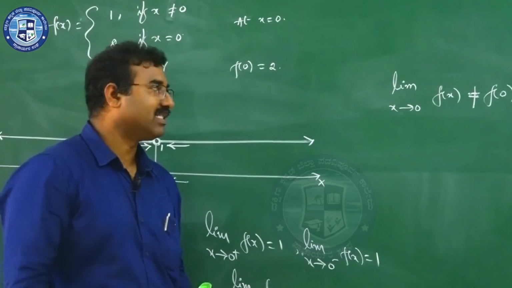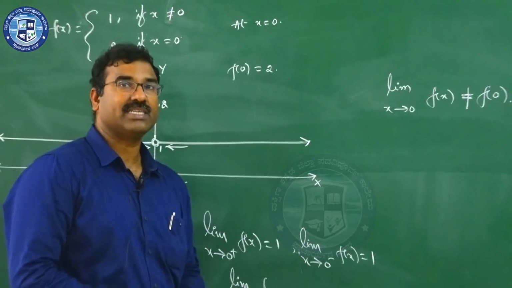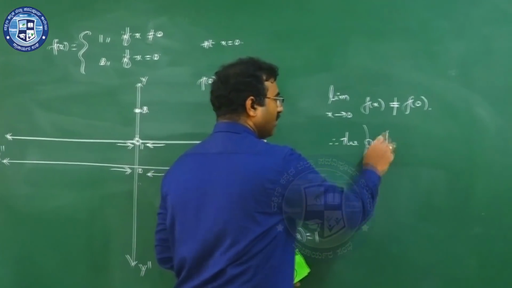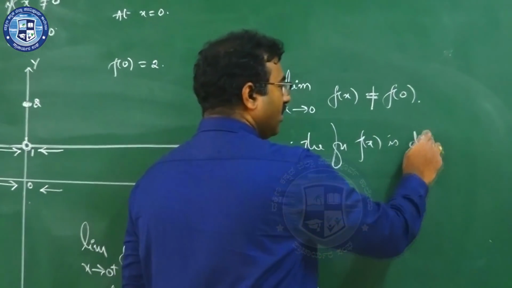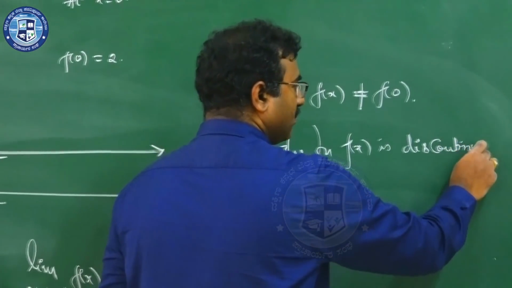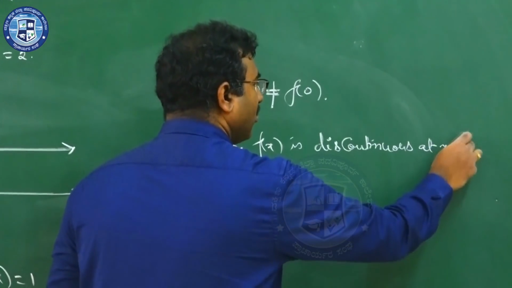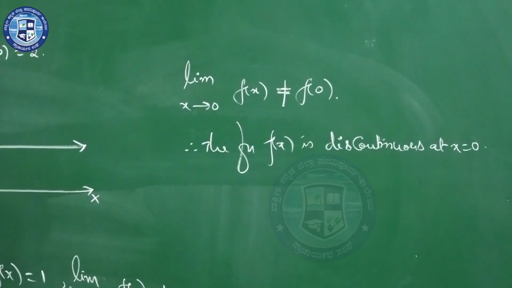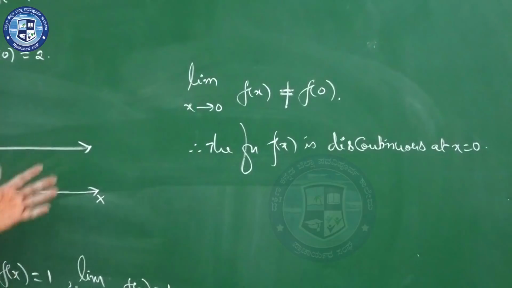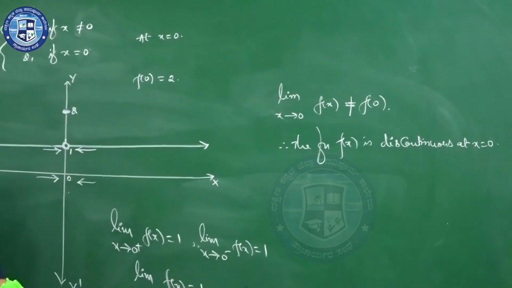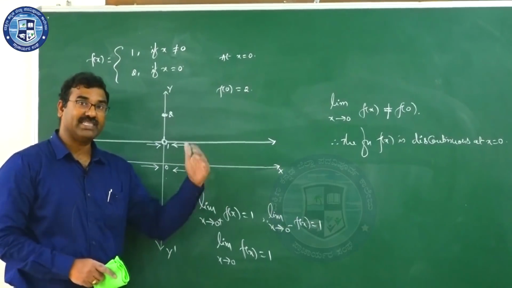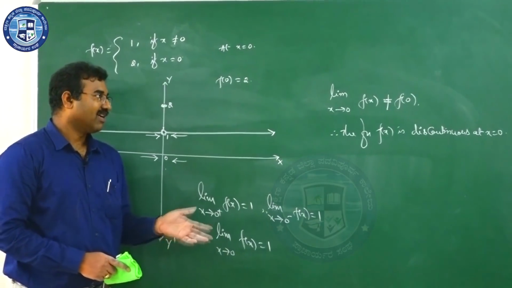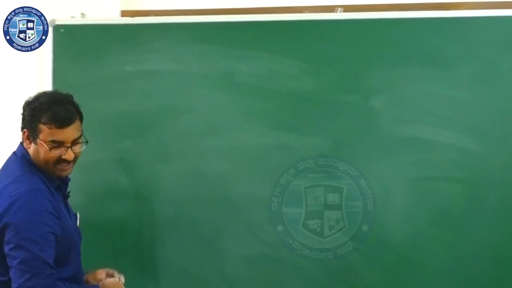So, we say that the function is not continuous or discontinuous at x equal to 0. The function f(x) is discontinuous at x equal to 0. It is not continuous. Though limiting value existed, function value is there, but they both were not equal. That is why the function is not continuous at x equal to 0. In the previous example, limit itself did not exist. Okay. So, we will check the continuity of the function.